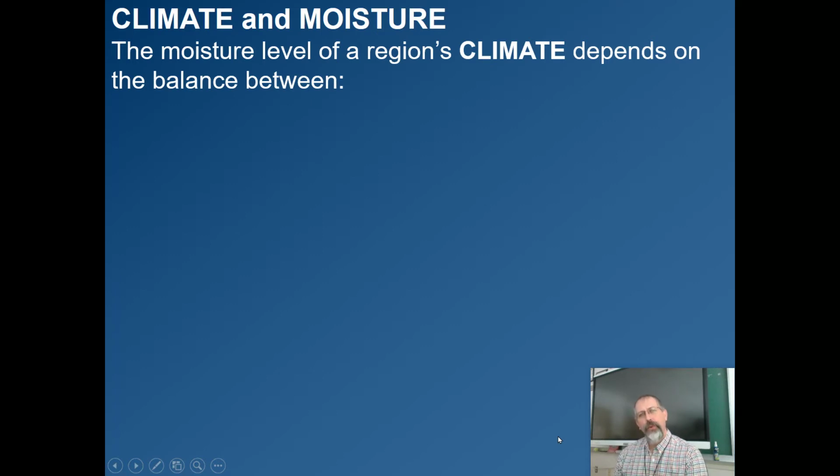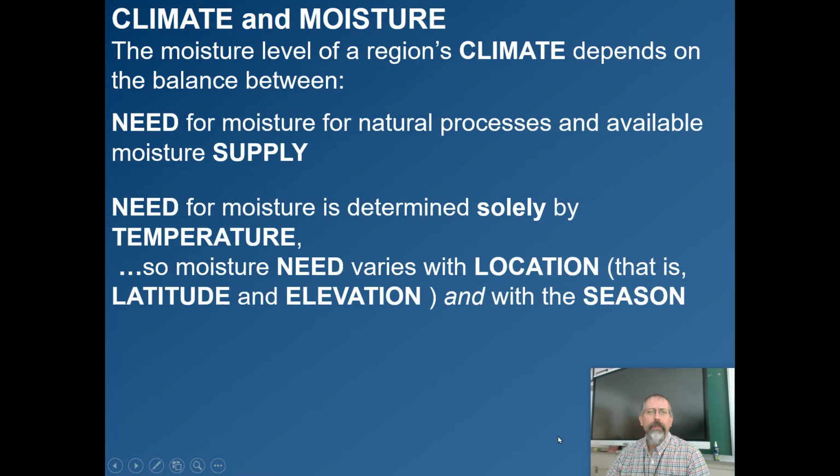If you get a lot of rain, but at the same time it's just really hot where you are, that same rain can evaporate away and leave the ground dry. So there's a balance between the moisture you get and the temperature you have, and they interact with each other. So the moisture level of a region's climate depends on the balance between your need for moisture, how much water you actually need to sustain conditions, and supply.